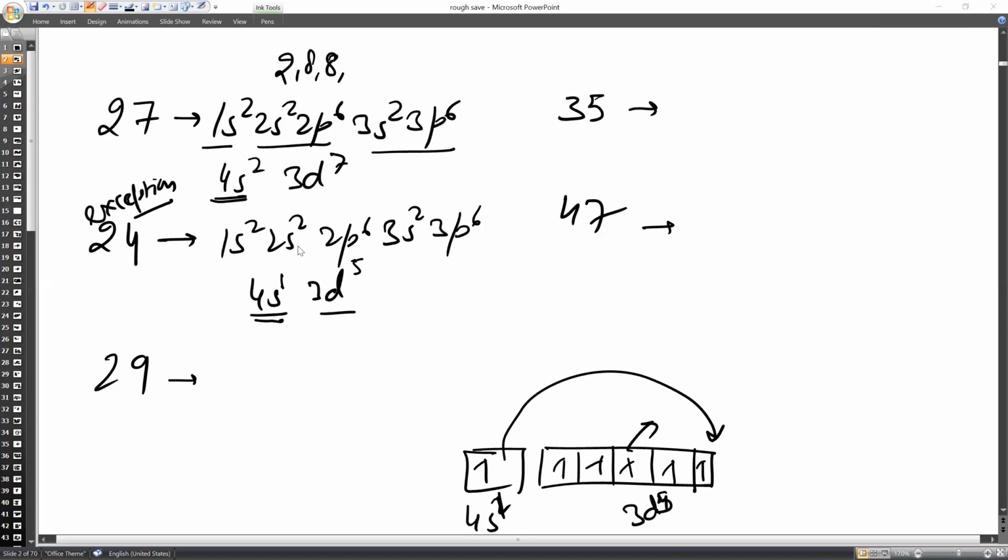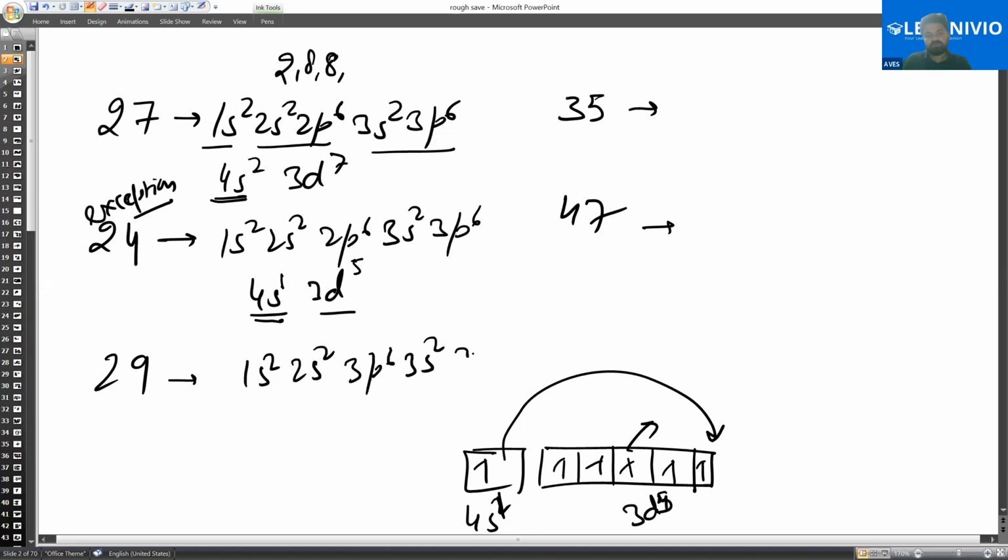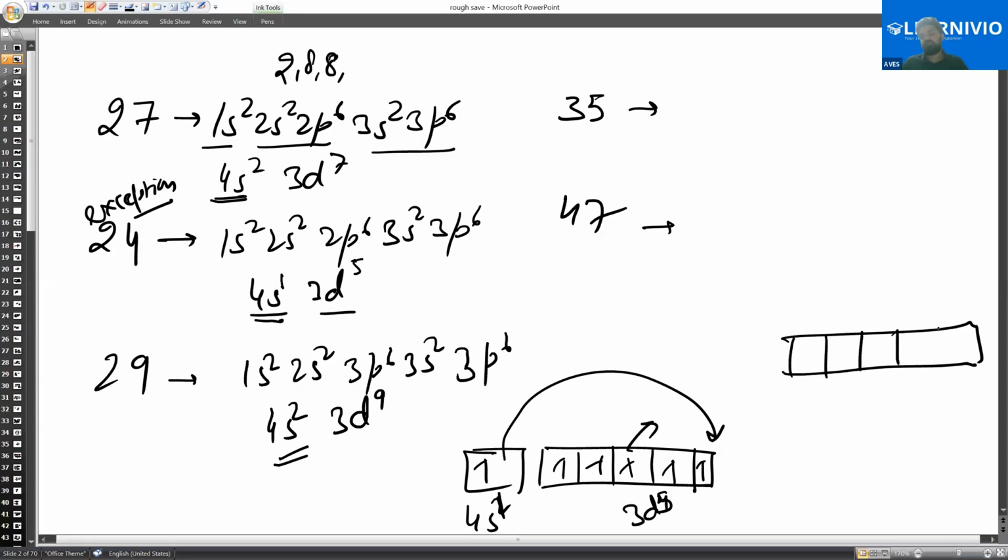Sir, done. What will it be? Sir, 1s2, 2s2, 2p6, 3s2, 3p6, 4s2, and 3d9. Then again 3d9, 4s2 and then 3d9. 20 are done, then 9. D can accommodate 10 electrons. But if you put 9 in this, then 1 2 3 4 5 6 7 8 9.